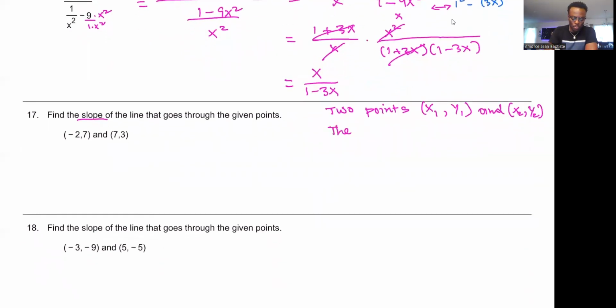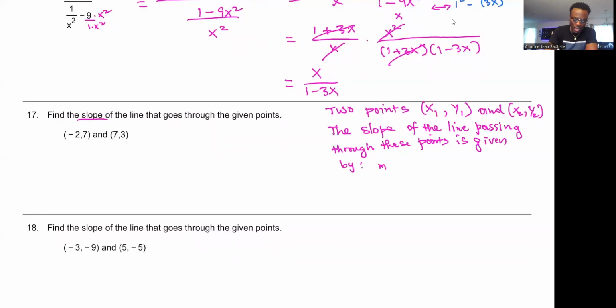The slope of the line passing through these 2 points is given by m equals y2 minus y1 over x2 minus x1.